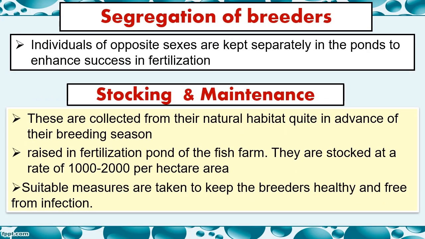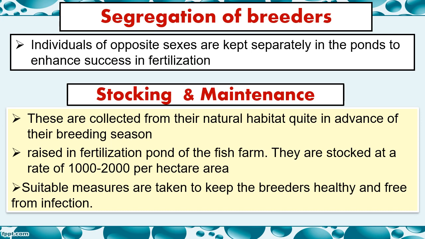The next step of induced breeding is segregation of breeders. Prior to the commencement of the breeding season, male and female fish must be segregated to get optimum activity of reproduction in the fish. To do this, 2 months before the breeding season, male and female fishes are segregated and treated to monosex culture.